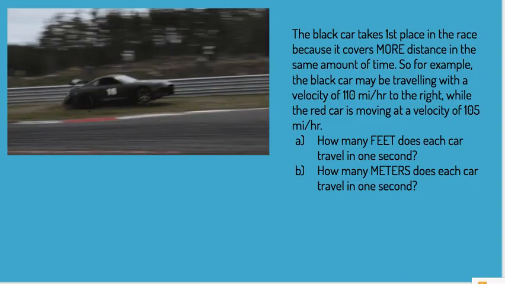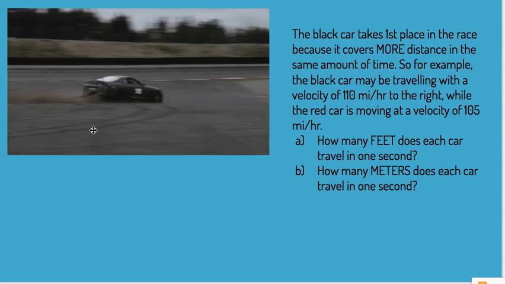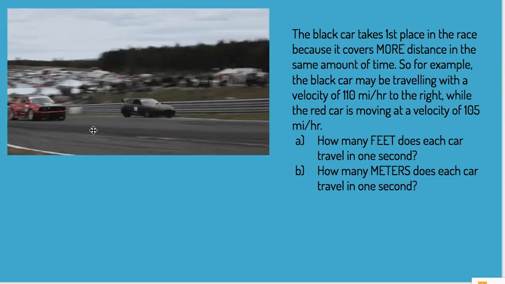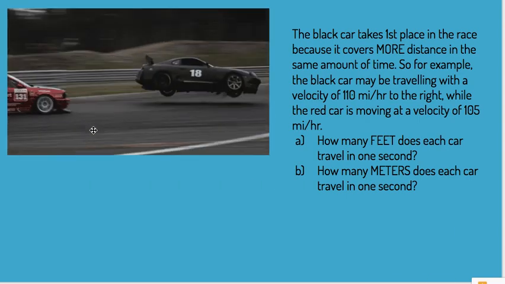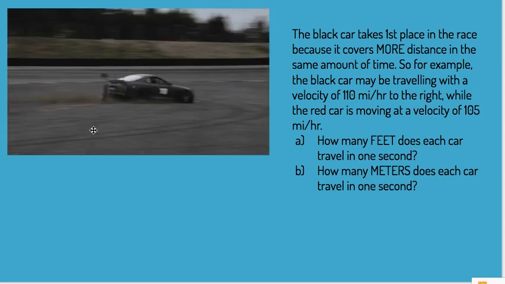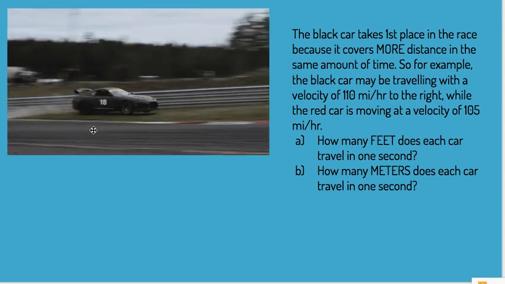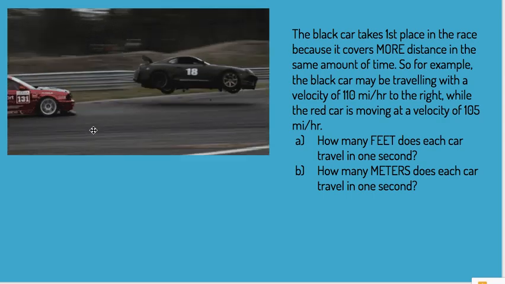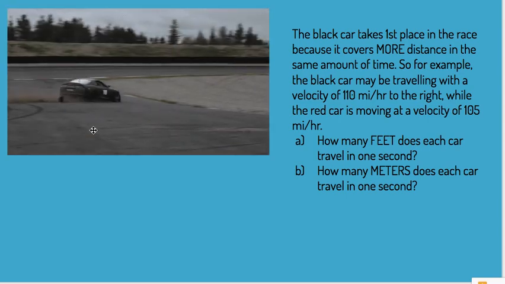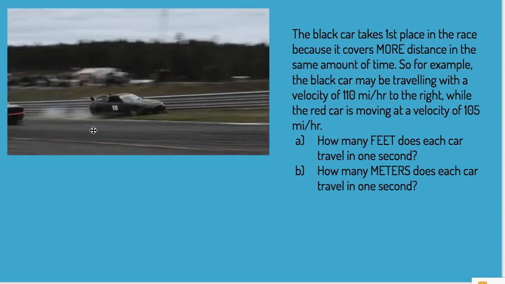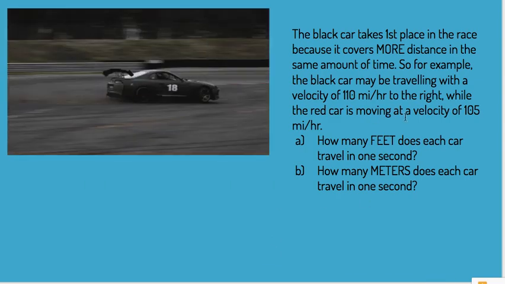So here's an example of a car race. And we have the black car overtaking the red car, meaning the black car is covering more distance in the same amount of time. So maybe the black car is traveling 110 miles per hour to the right. Notice that I included a direction, so it's technically a velocity and not a speed. And the red car is moving at a velocity of 105 miles per hour. So we have two tasks. We are trying to solve for the velocity of, let's try the black car first. We're trying to convert the velocity into feet per second.